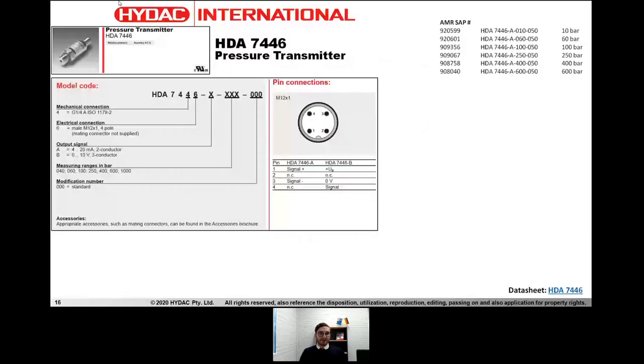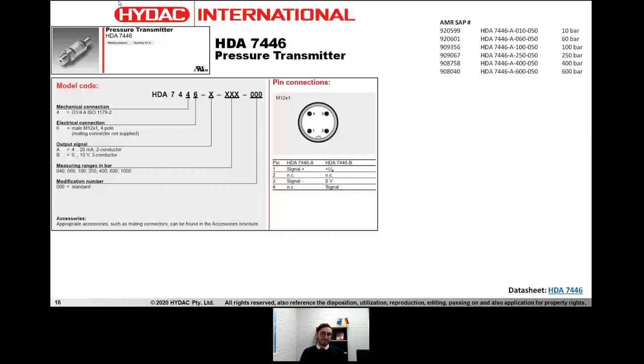So now I'll introduce you to our HDA 7446. This is our stock standard 4 to 20 milliamp sensor. If you need an analog sensor with a varying pressure range, this is the sensor for you. If you're trying to control pressure in a pump or a power unit, or monitor pressure in a water line, this would be the sensor to go for.